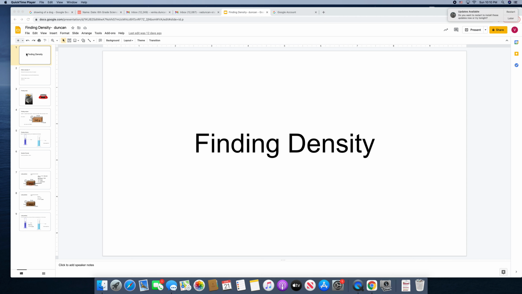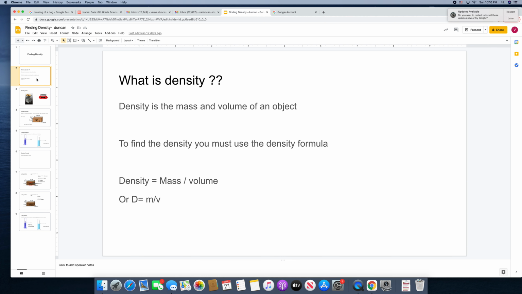So let's go back into our lesson. The last thing we learned about was finding density. What is density? Density is the mass and volume of an object. To find density, you must first use the density formula. The density formula is shown here below. Density equals mass over volume, or D equals M over V.